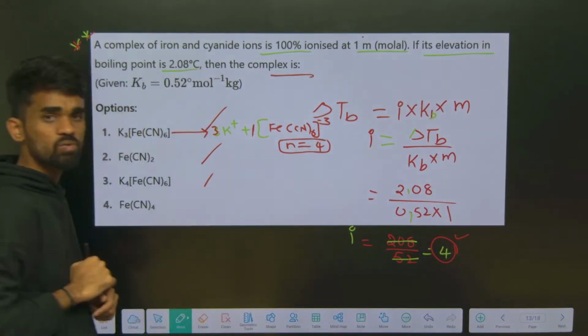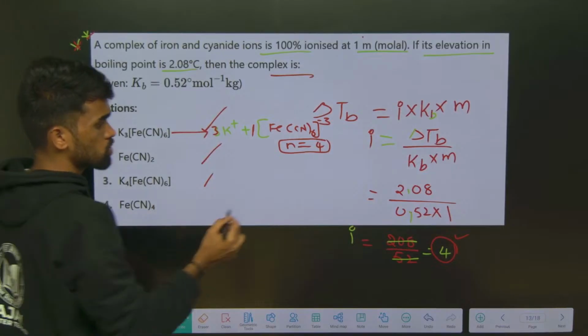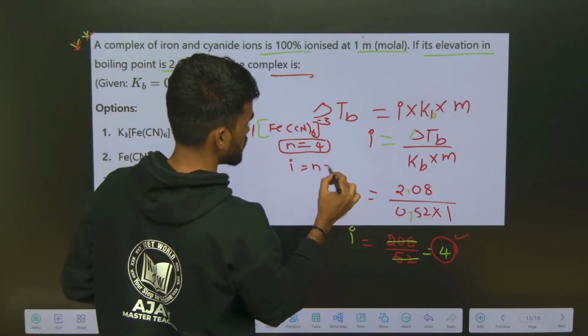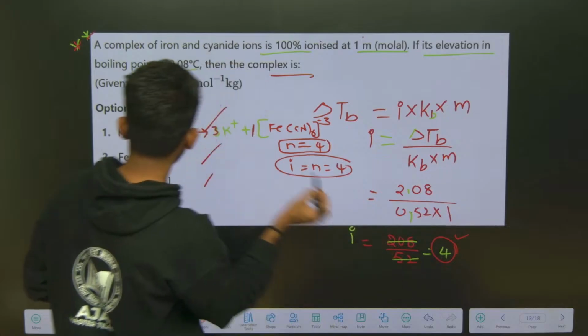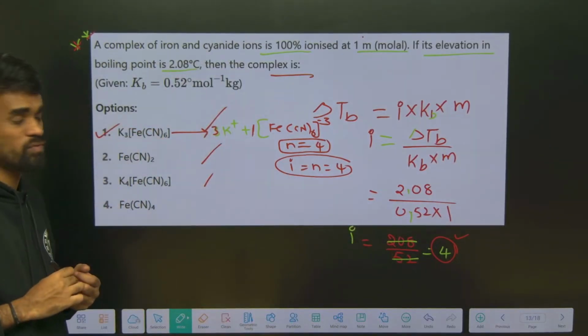Right, this is what you need to take here. So i equals n in this case, that is equal to 4. So we got the first option as our perfect answer for this.